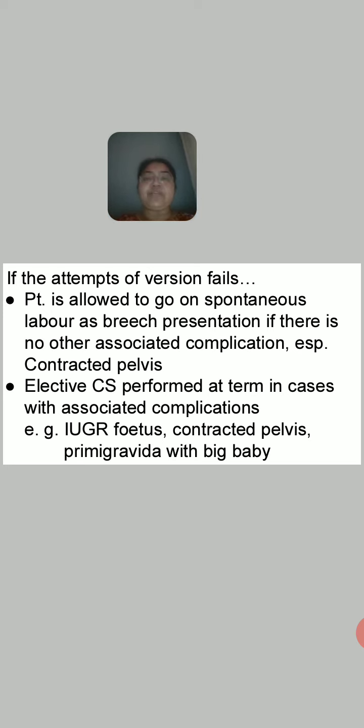In the next session we will talk about management during labor. There were some technical faults, so you may find these sessions somewhat interrupted, but still I hope you will understand the management of breech presentation during the antenatal period.